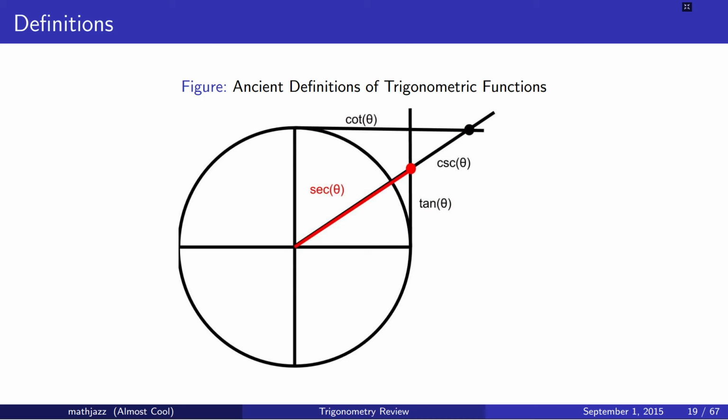This length is the secant. It is the length along the ray until we hit the line x equals 1. And cosecant is similar. It is the distance along this ray from the origin to the point where the ray hits the line y equals 1.